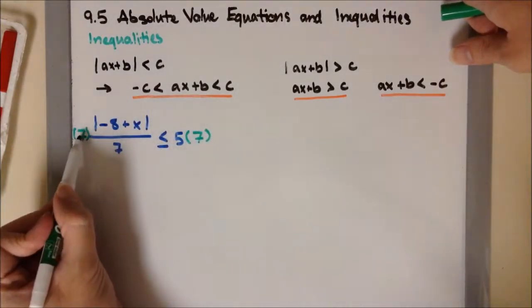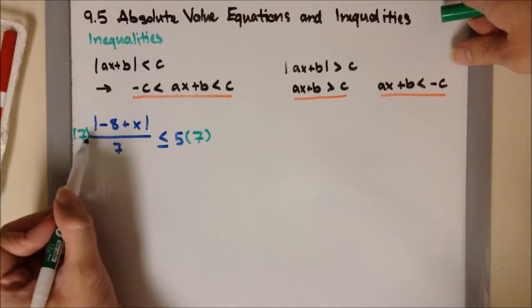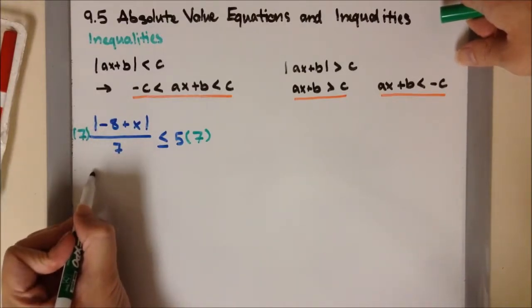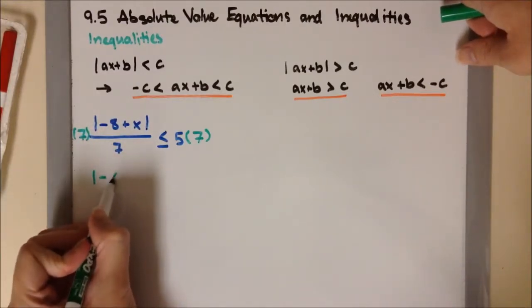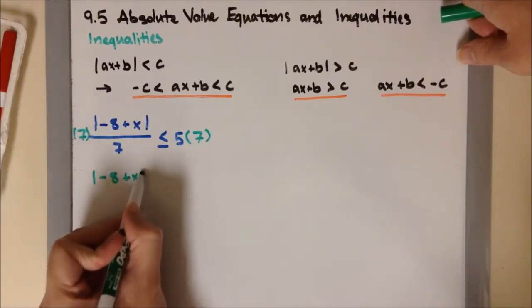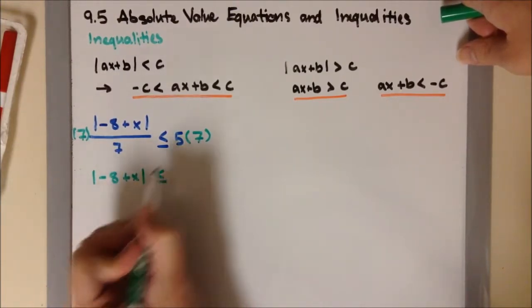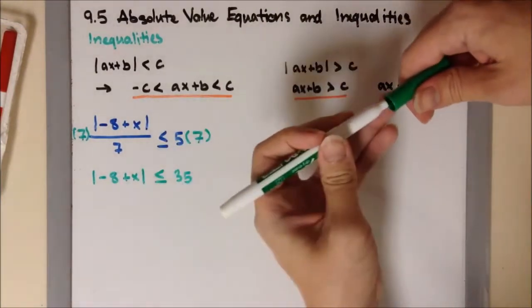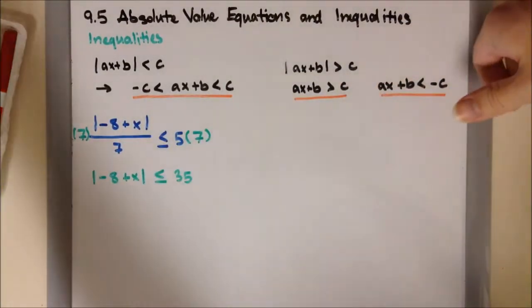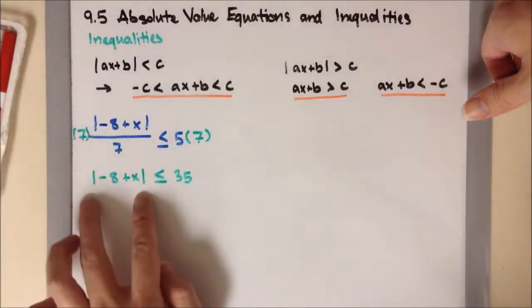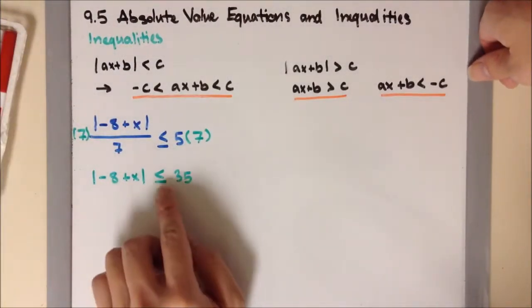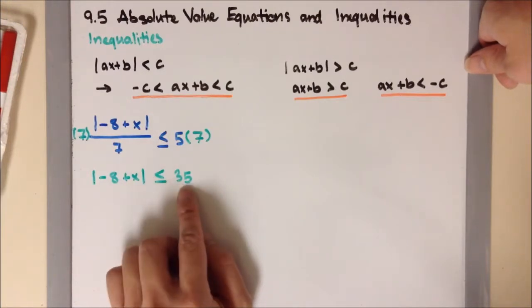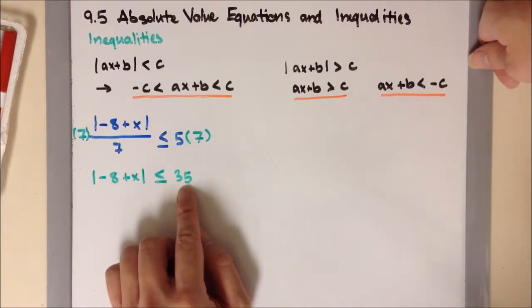On the left, the two 7s will divide each other into 1. I'm going to have on the left side the absolute value of negative 8 plus x less than or equal to 5 times 7, which is 35. Once I get to that point, my absolute value is by itself. It's less than or equal to 35, so it can be less than a positive number but not a negative.